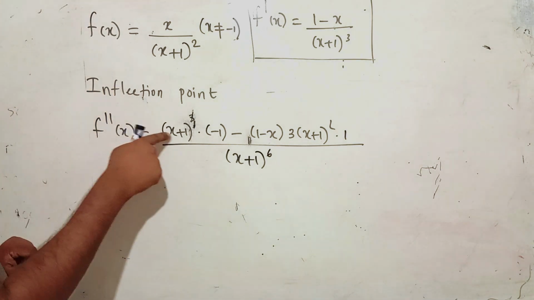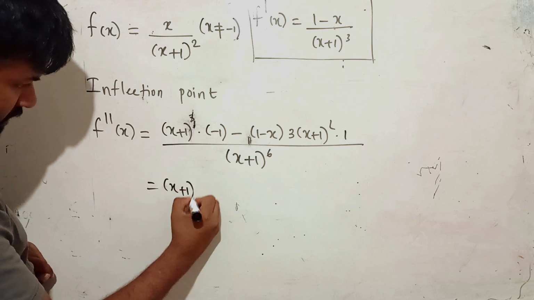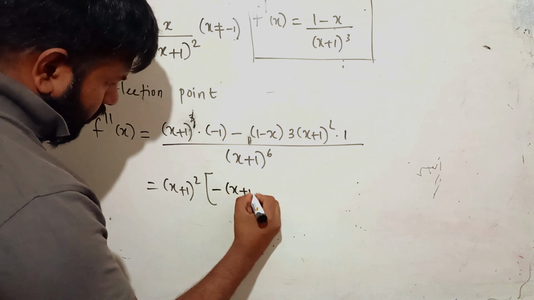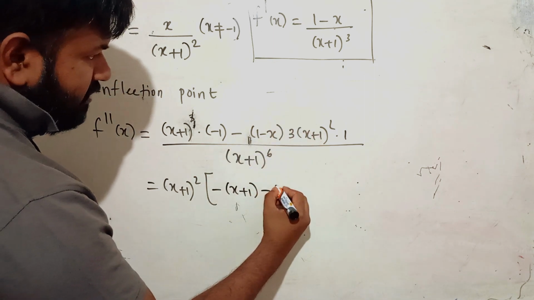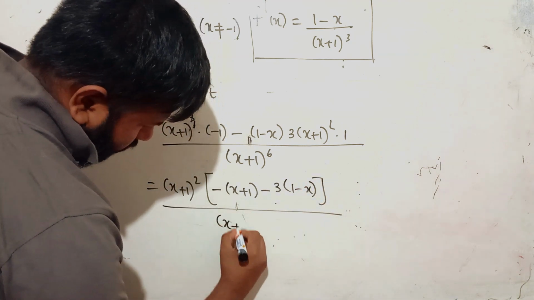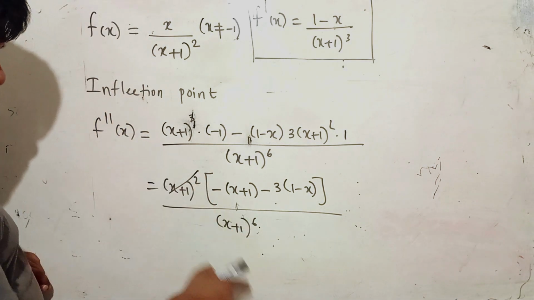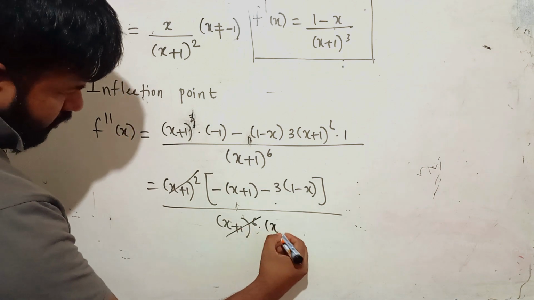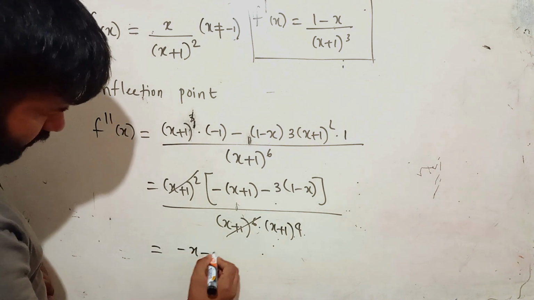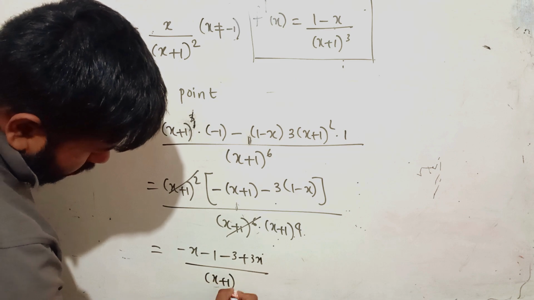Alright. Here you have (x plus 1) cube. Here you have (x plus 1) square. So you can take (x plus 1) square as a common factor. So if you do that, the remaining part here will be minus (x plus 1). Here minus 3 times (1 minus x), divided by (x plus 1) to the power 6. So if you cancel it, if you divide these two, here you'll be getting (x plus 1) to the power 4. So if you simplify this one further, it's going to be minus x minus 1 minus 3 plus 3x, divided by (x plus 1) to the power 4.